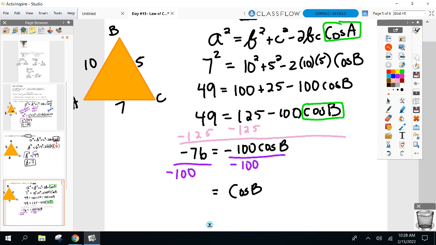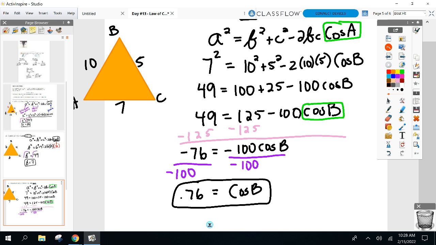And what do we end up with? Point... Is that 0.76? Anybody leave it as a fraction? Because that's fine too, if you left it as a fraction. That's what cosine B is equal to.